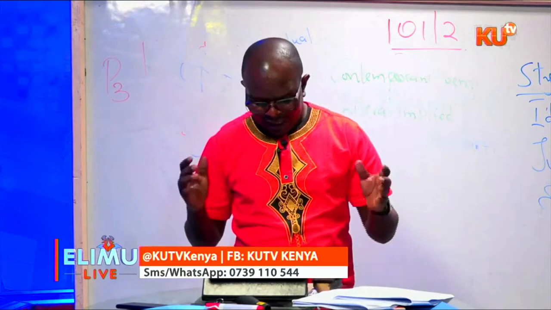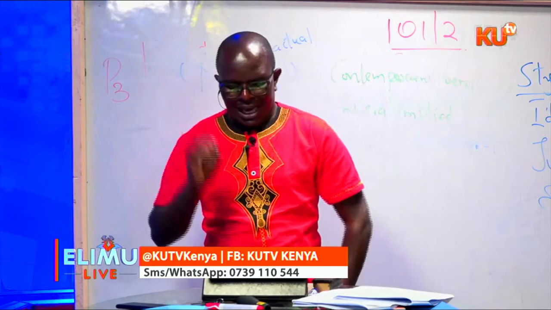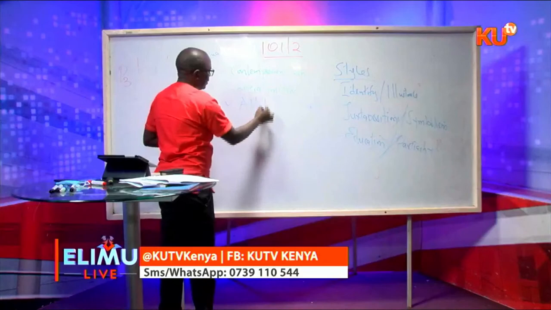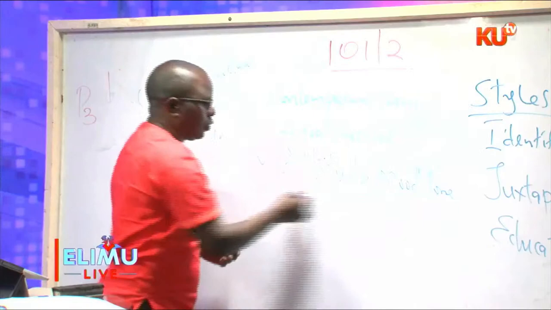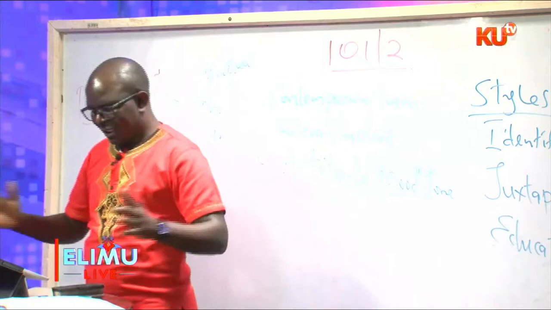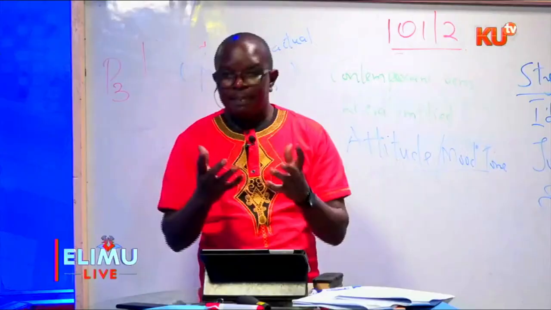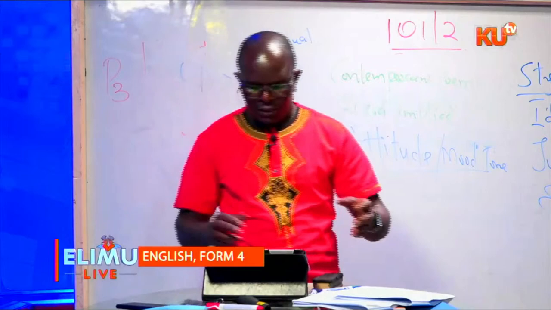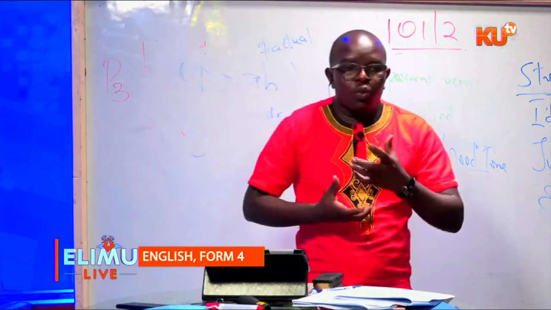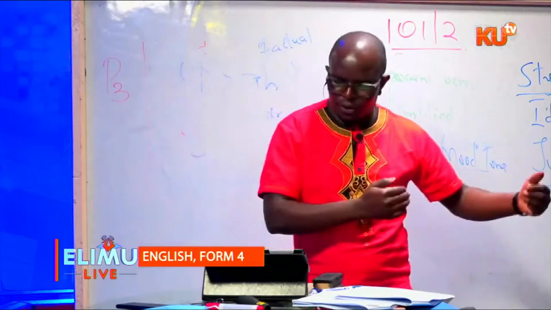Something else that will be tested in poetry is attitude. Remember, we also have tone, mood, and attitude, so they can be tested interchangeably. Again, just identify. Attitude is simply the feeling. Remember, we said that mood is the atmosphere. The tone is the manner of speech, and the choice of words used is determined by the subject. Then you have the attitude, the feeling towards something. What is the poet's feeling towards corruption? Okay, the choice of words.